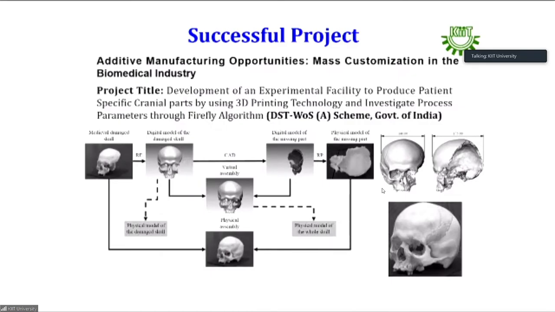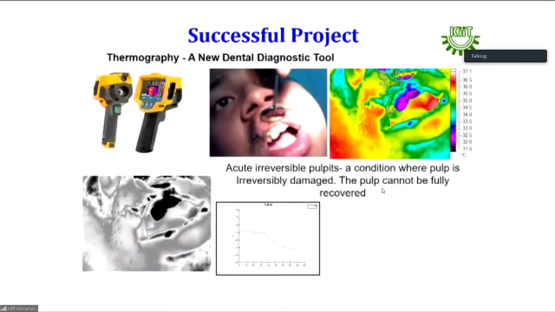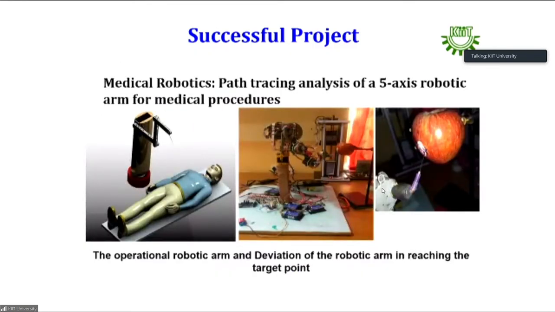These are some of the successful projects students have already carried out. Material development, synthesis, characterization, and clinical testing of nanocomposites. We have a thermal imaging group. They have carried out certain projects successfully with the help of Kalinga Institute of Medical Sciences. Maybe thermal imaging, medical robotics. These are some successful projects students have developed.